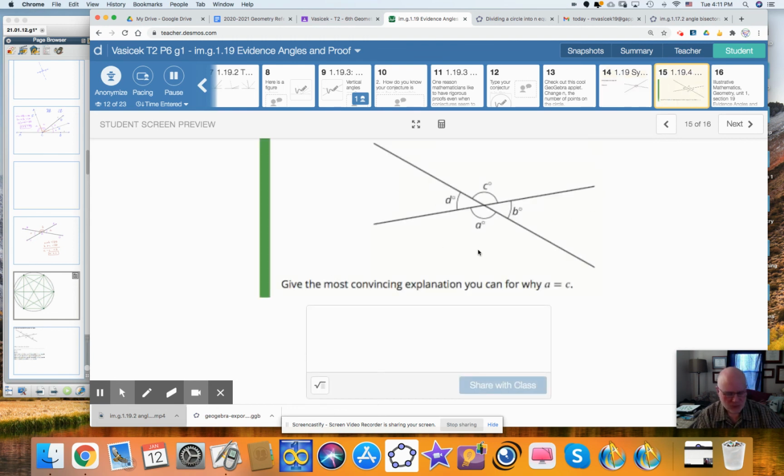And I'm going to put this question on a test, so I strongly urge you to figure out the right way, or a good way, to explain to me why A is equal to C.